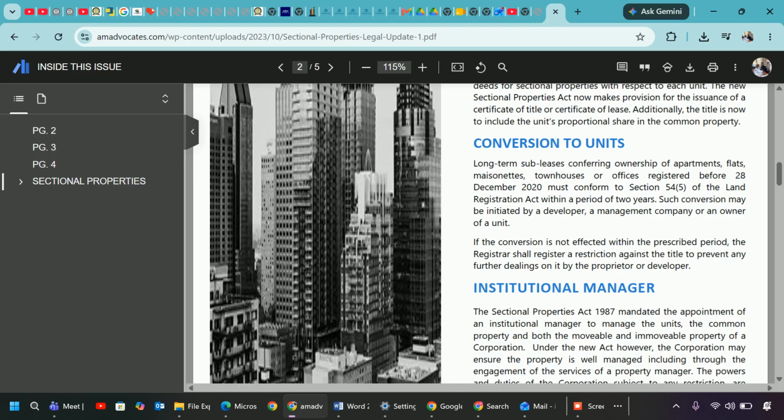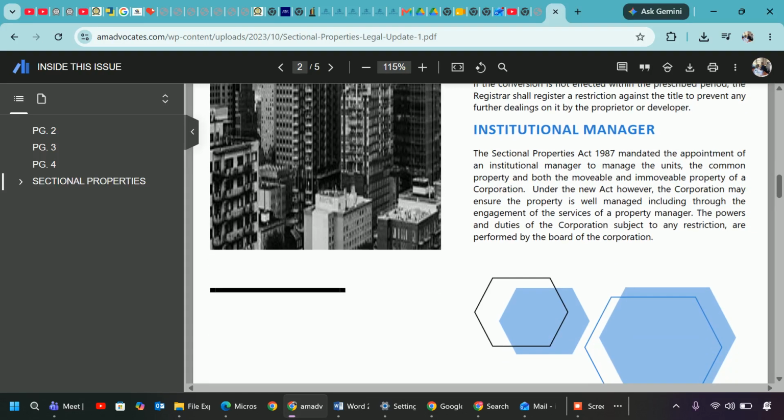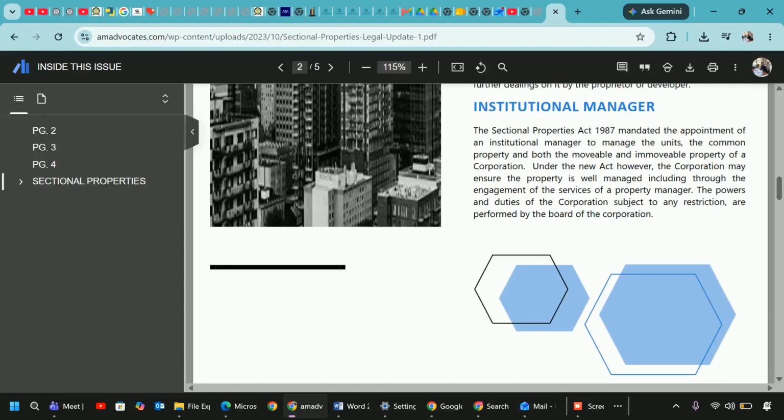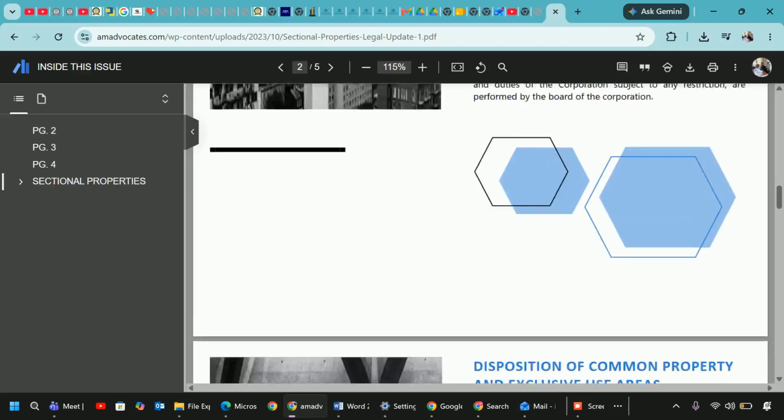Then, the other approach is on institutional manager. The older Sectional Properties Act 1987 mandated the appointment of an institutional manager to manage the units. This is where we had the common property and both the movable and immovable property of a corporation. But under the new Act, the corporation may ensure the property is well managed, including through the services of a property manager. And the powers and duties of the corporation, subject to any restriction, are performed by the board of the corporation.